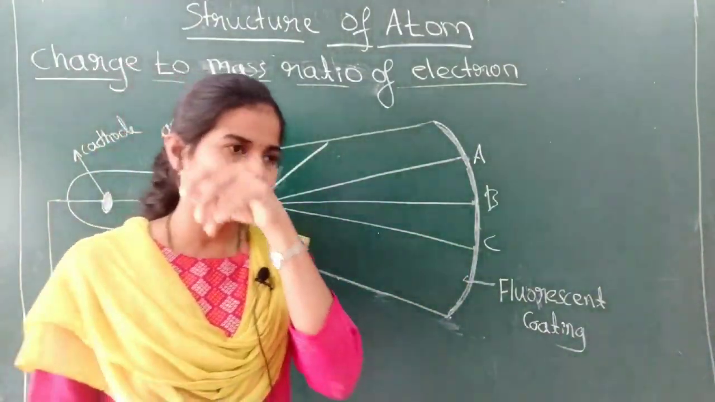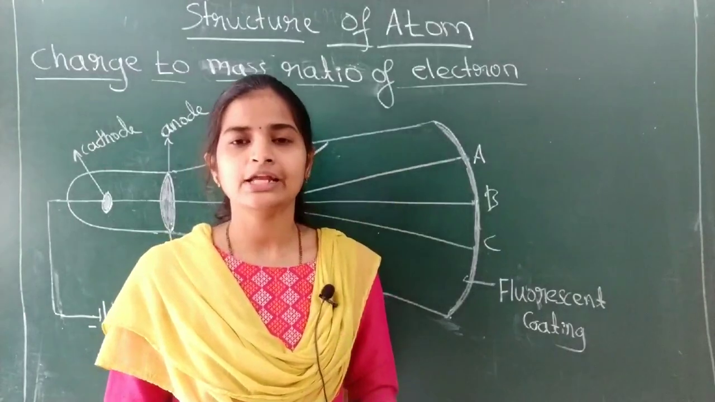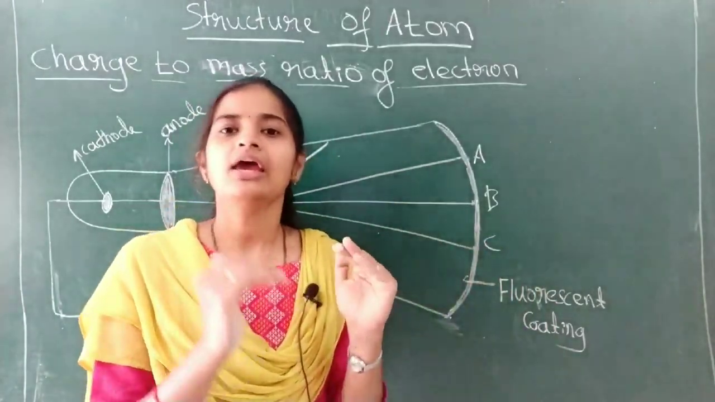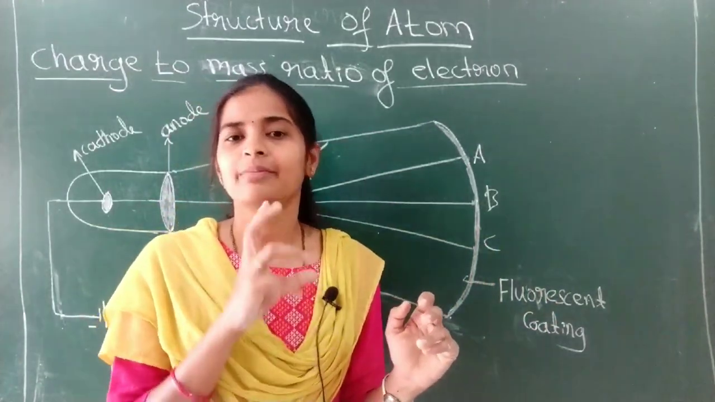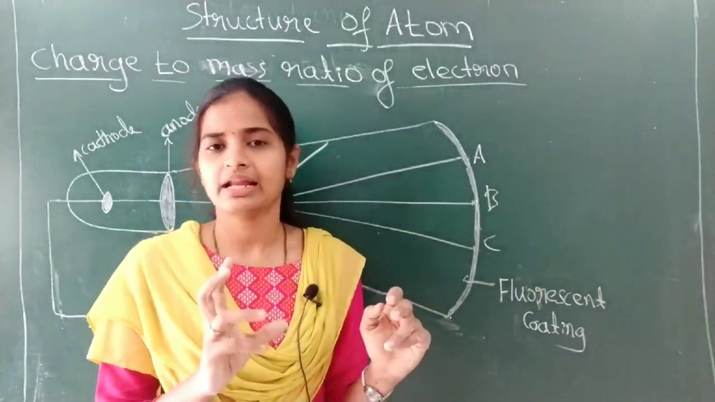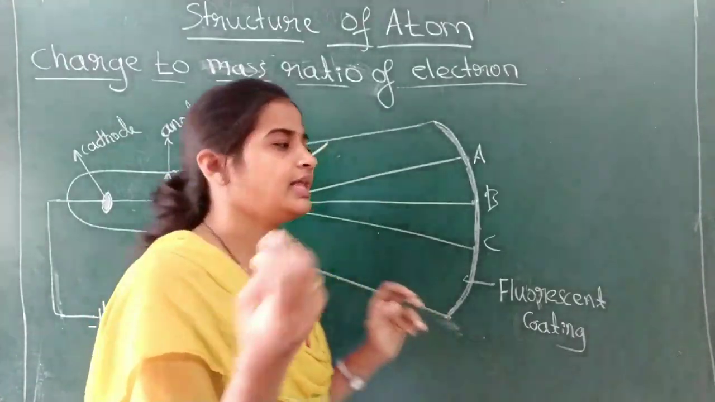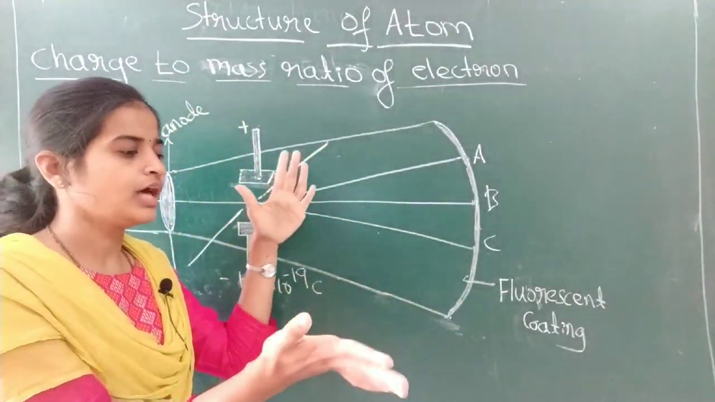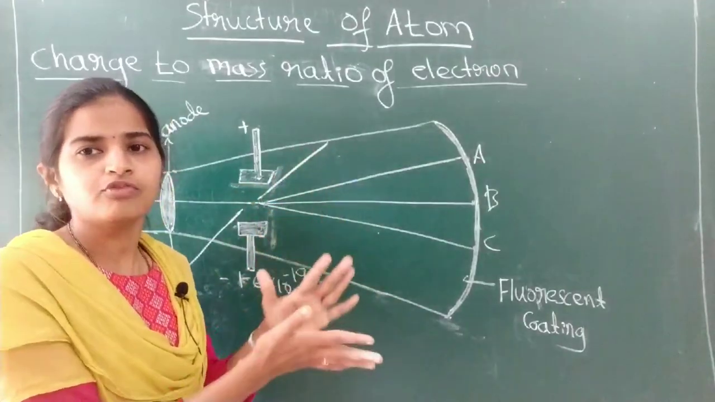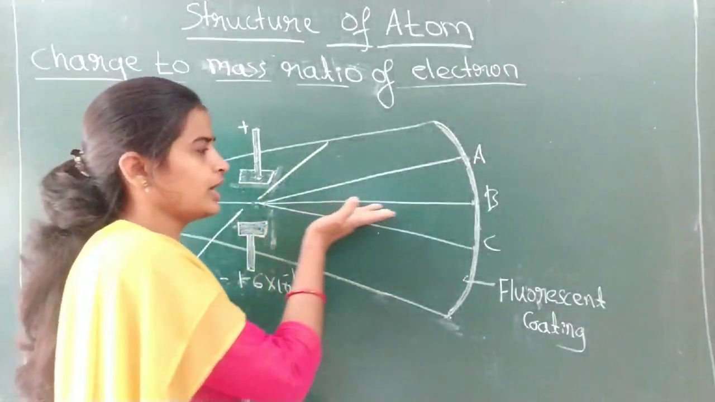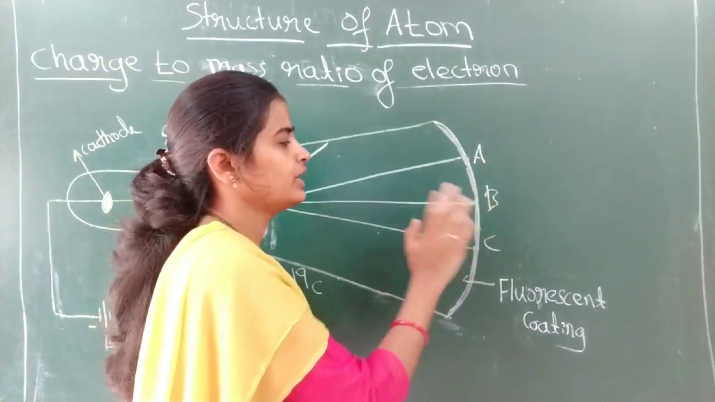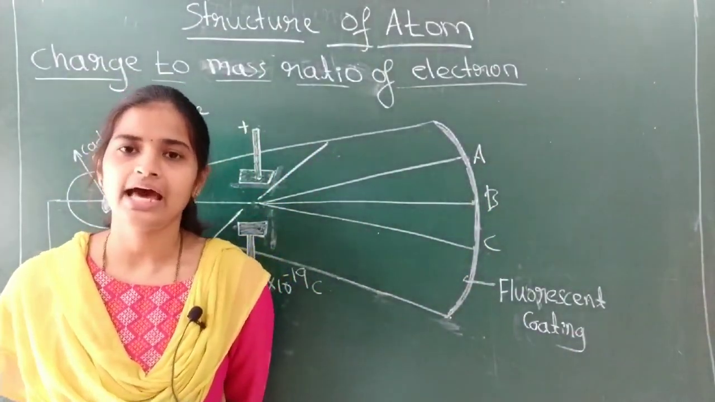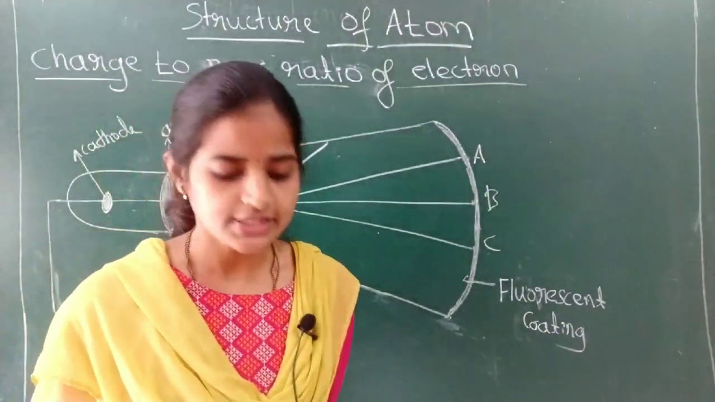But what happened when we maintain the magnitude of the applied electric and magnetic field equally? What happened? They didn't show any deflection, because both the forces are acting equally, so they didn't show any deflection. Then the light illuminated at point B. Okay, these are the observations made by the scientist J.J. Thomson.